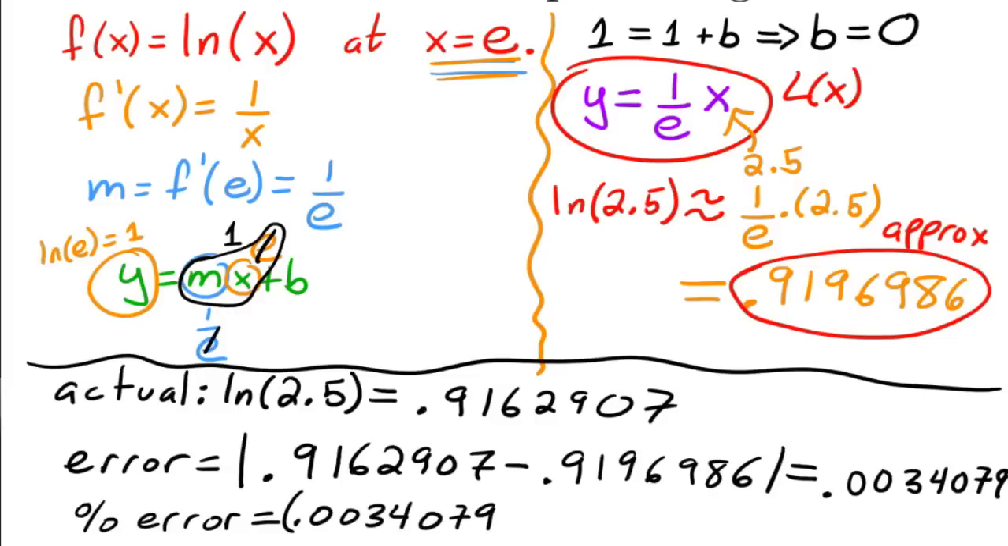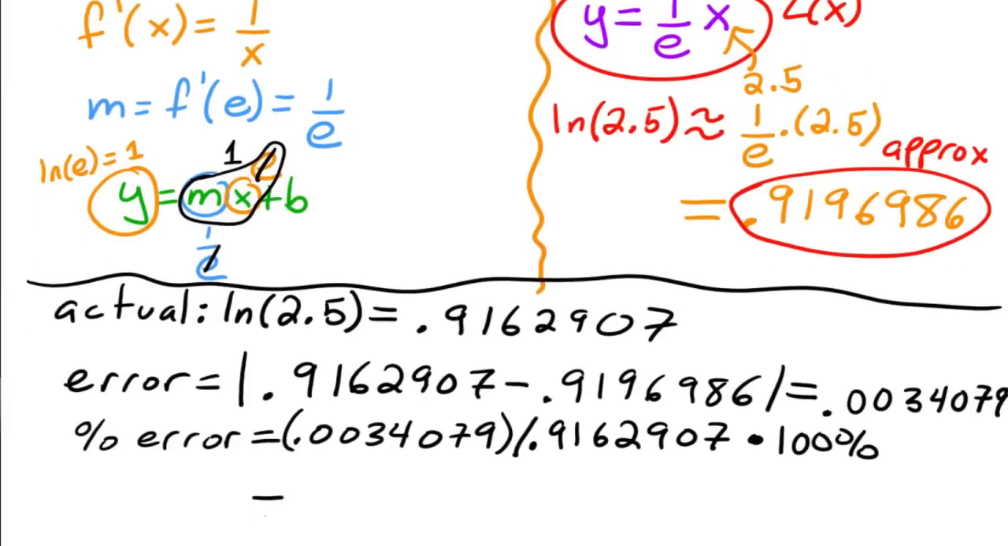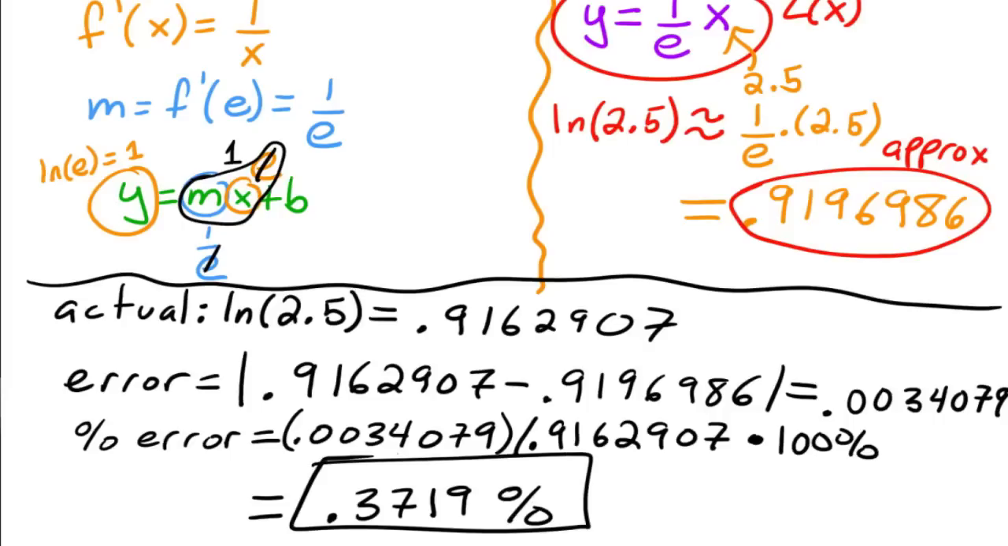Okay, so that's the error, and then the percent error, remember, is just the error 0.0034079 divided by the actual, which is 0.9162907, and then multiplied by 100%. And so if you do all that, you would get 0.3719%. So again, pretty close.